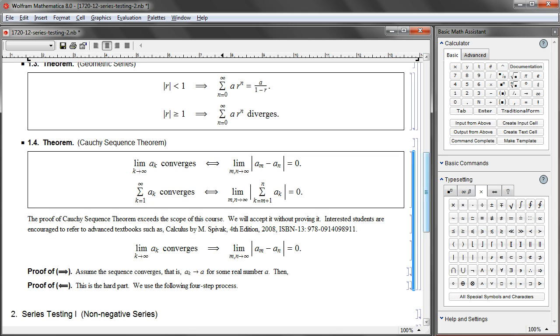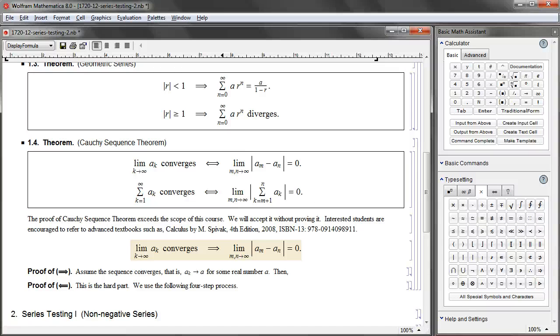Now, the full proof of the Cauchy criterion is rather difficult, and you'll have to look up some other textbook. The easiest one I found is the one by Spivak, Calculus by Michael Spivak, and here's the ISBN number for interested students. Here, let's go over just one side of the proof: if the sequence converges, then the Cauchy condition holds. The other direction is too difficult.